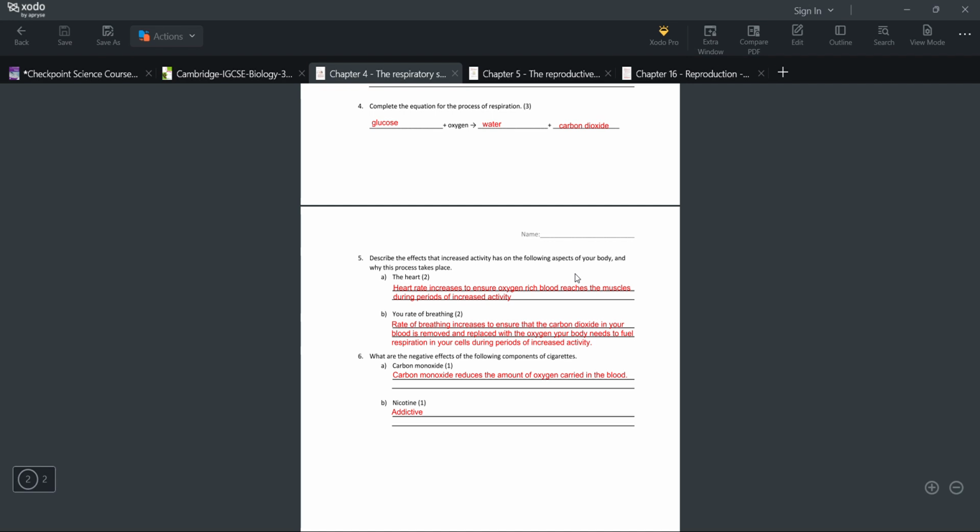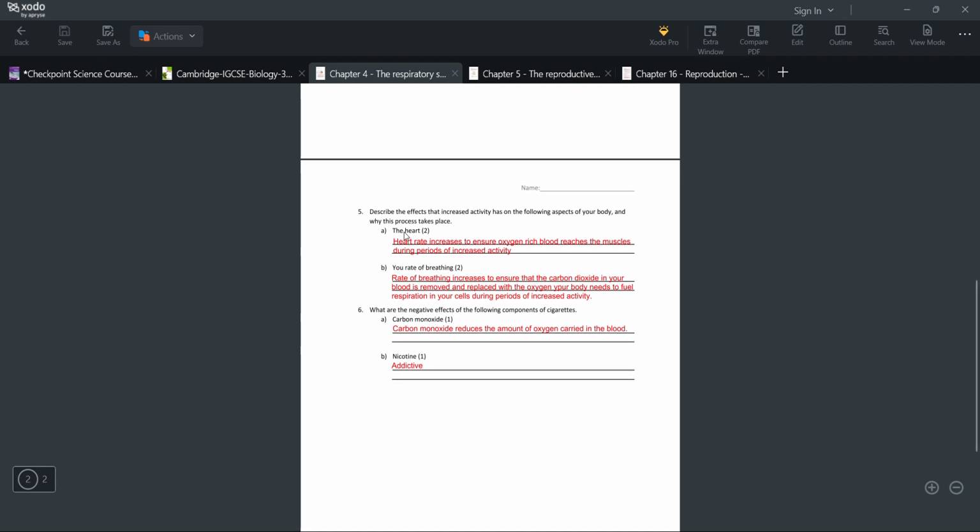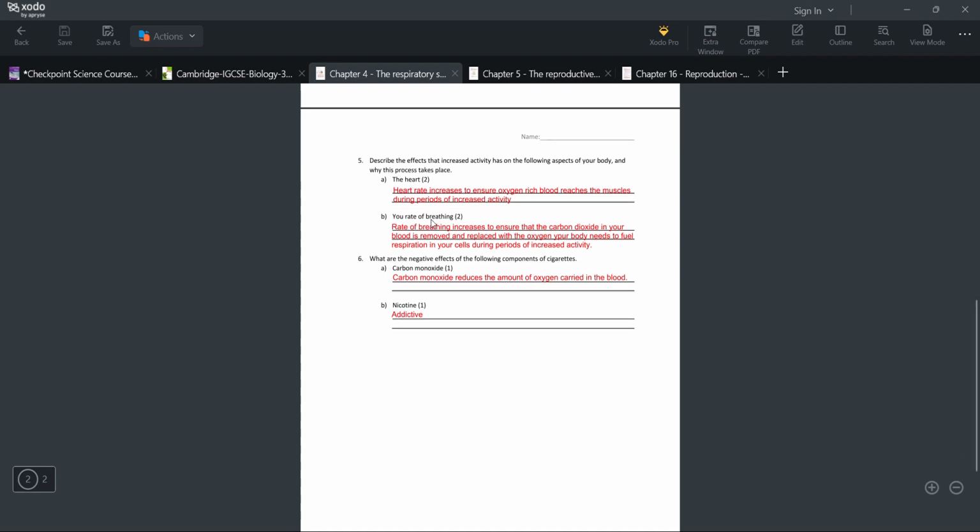Describe the effect that increased activity has on the following aspects of your body, and importantly, why the process is taking place. Okay, so for the heart, you know that the heart rate will increase to ensure that the oxygen-rich blood reaches your muscles during periods of increased activity. And the rate of breathing increases to ensure that carbon dioxide in your blood is removed and replaced with the oxygen your body needs to fuel respiration in your cells during periods of increased activity.